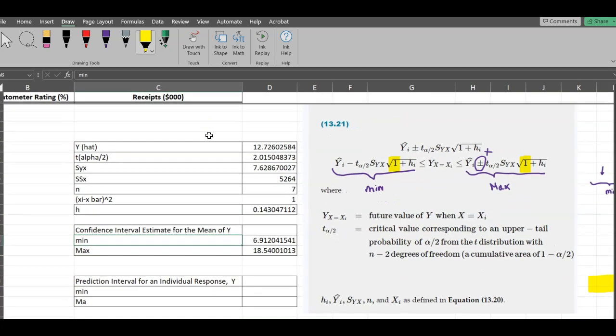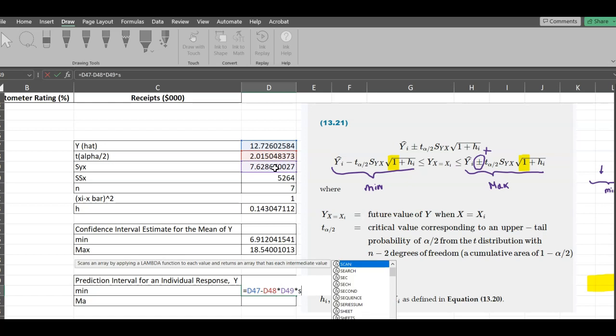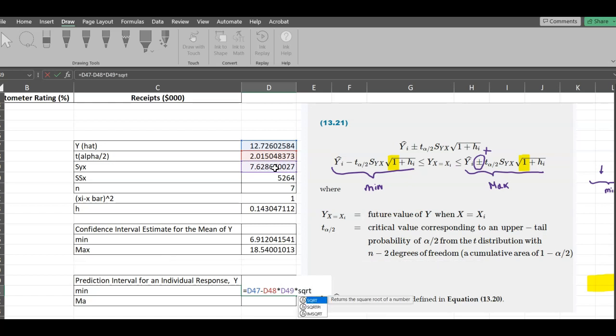So let's do the calculation again one more time. We have all the values in this table, which is good for us. So the first value, which is the minimum value, is going to be equal to y hat, minus the t value, times the standard deviation, times the square root of, open parentheses, 1 plus the h, which is this value, and that's it. That's going to be the minimum value.